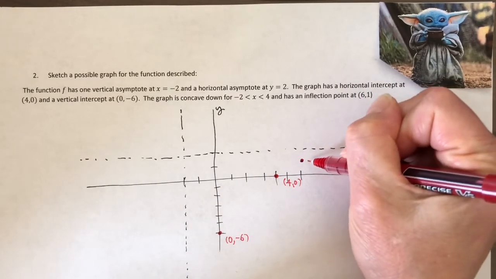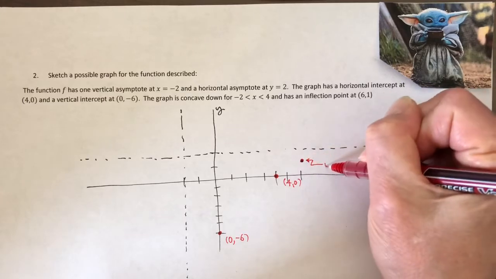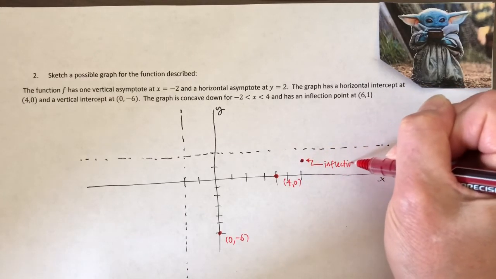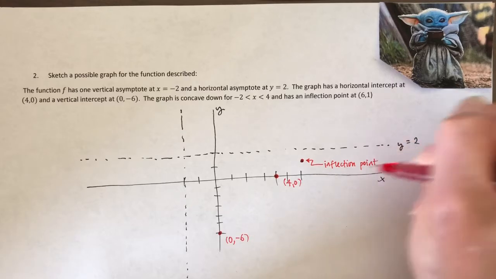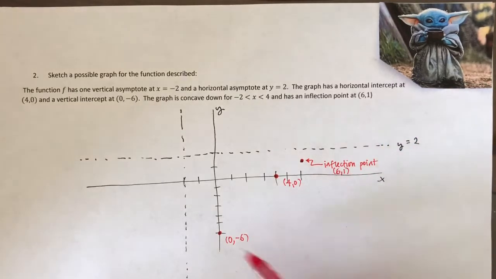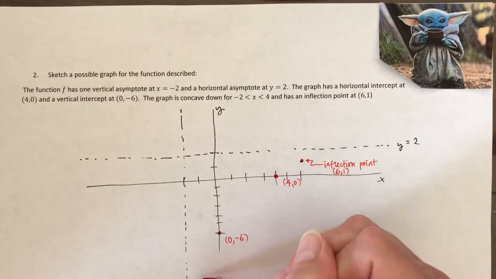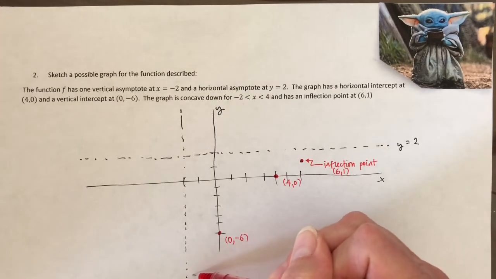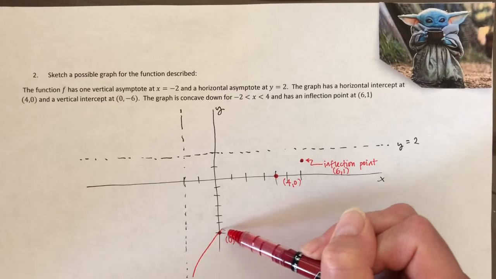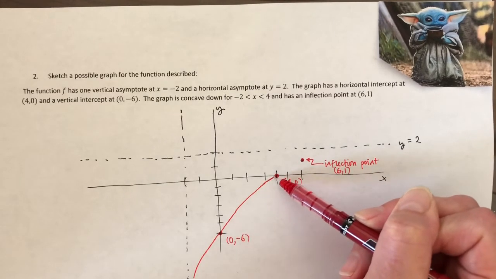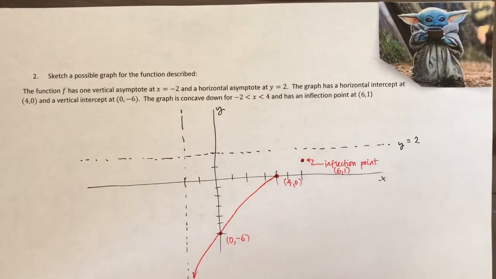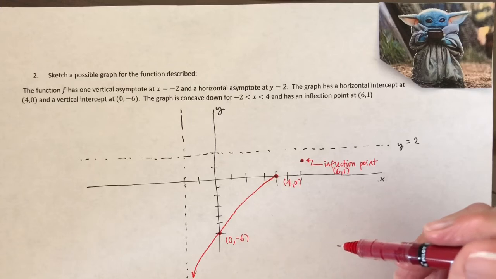So 6, 1, right here we get an inflection point. And we know it's concave down in here. Okay, so we have to draw a graph that meets all these conditions. Well, let's start with the part in here that's concave down from -2, and we know that it has to approach that. It's concave down, and it's just going to go off to -infinity, never crossing this vertical axis, but getting closer and closer to it.